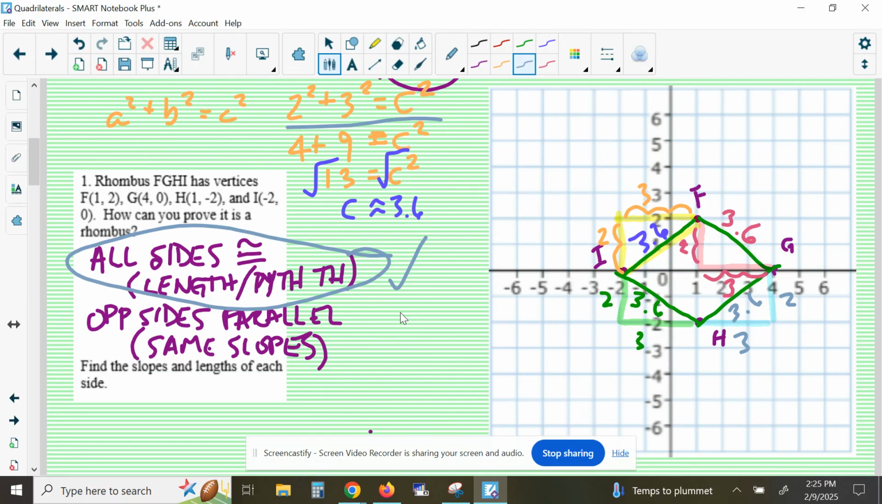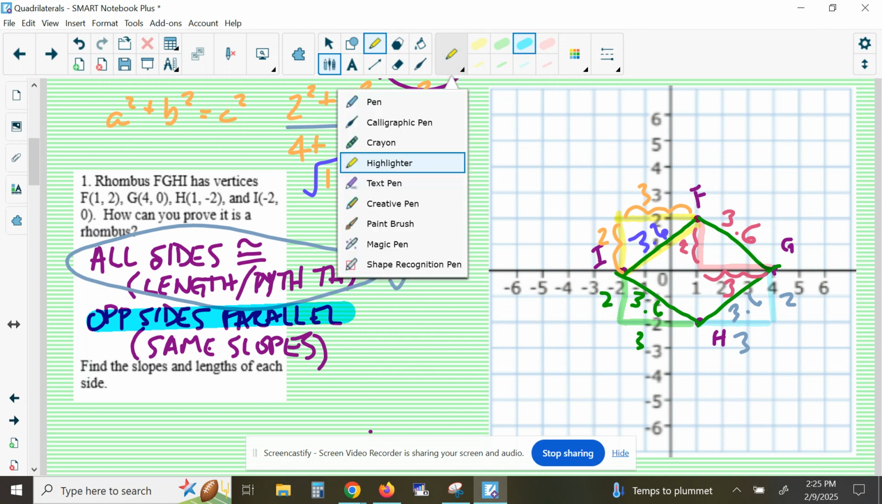But I also need the second part. I also need opposite sides parallel. So I need these opposite sides parallel too. So I need to have same slopes. And remember, I'm going to be looking for opposite sides. So let's take a look at opposite sides.